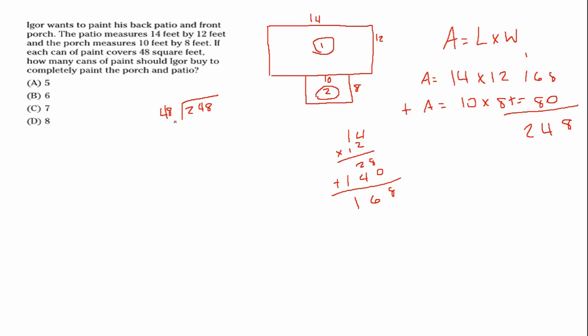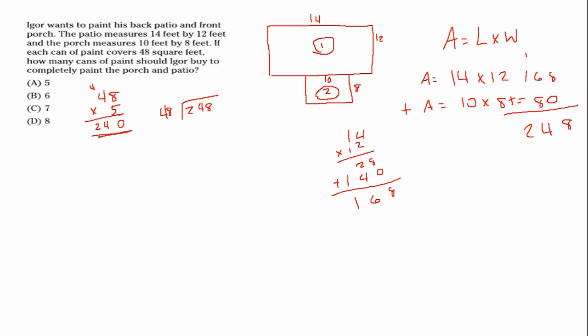50. Imagine this 48 were 50. 50 times 5 would get us 50, 100, 150, 200, 250. Okay? So let's go ahead and multiply 48 times 5 and see how close that gets us. 5 times 8 is 40. Carry the 4, 20, 24. So 48 times 5 is 240.